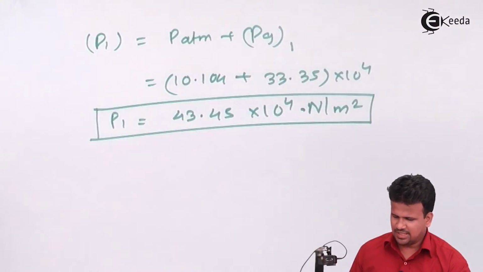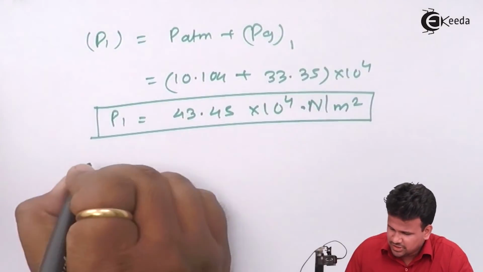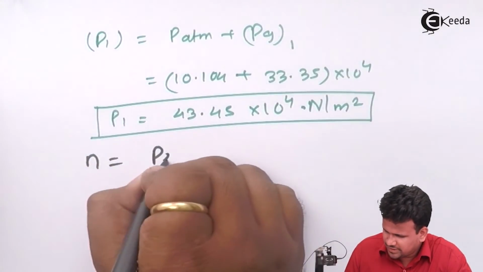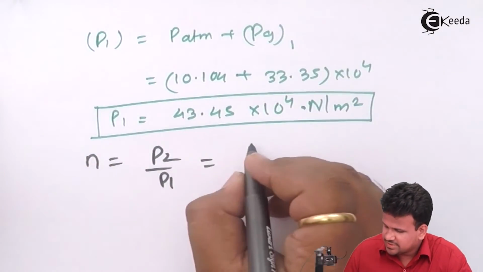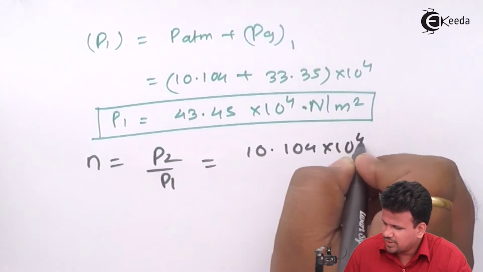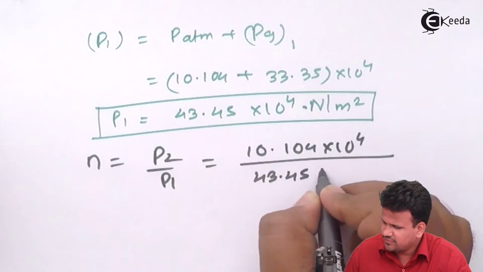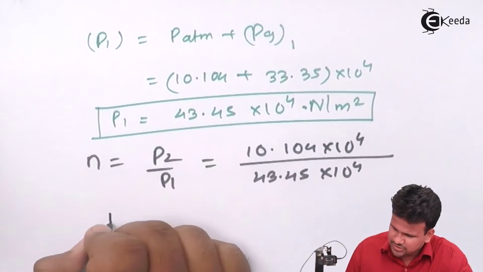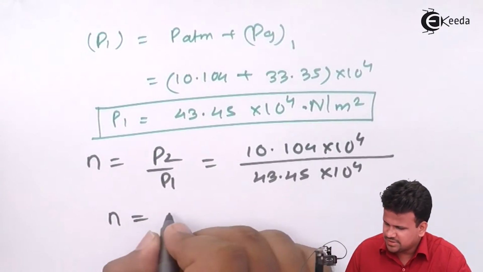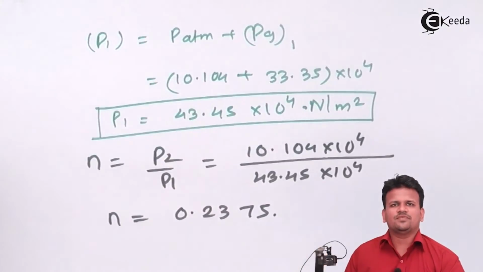Now according to this, our value of N will change as well as the value of rho will change. So N will be equal to P2 by P1. So this is equal to 10.104 into 10 to power 4 divided by 43.45 into 10 to power 4. So N comes out to be 0.2375. That is the value of N.